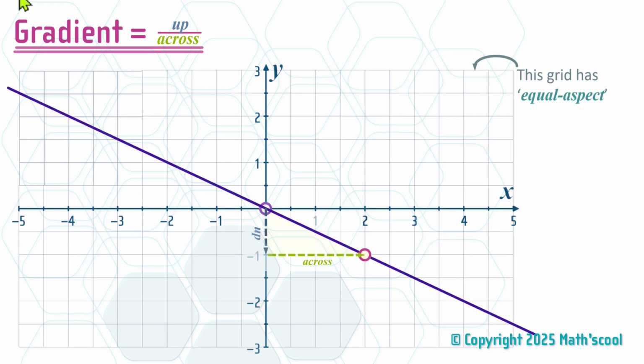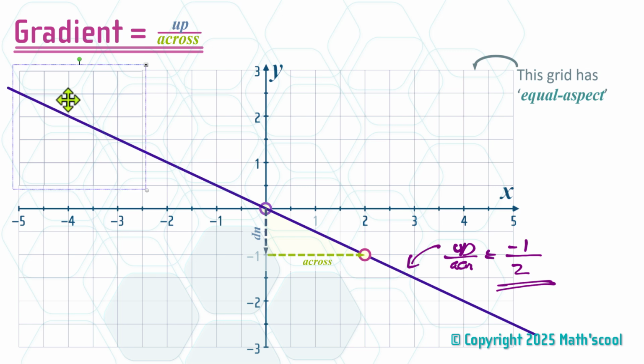What's the gradient of this one? Well, we can see to get from here to here, you go up -1. You don't actually go up, you go down 1. And then you go across 2. So the gradient of this line is up over across, -1 over 2. Okay, it's got a negative gradient.